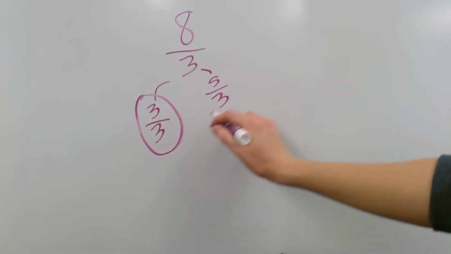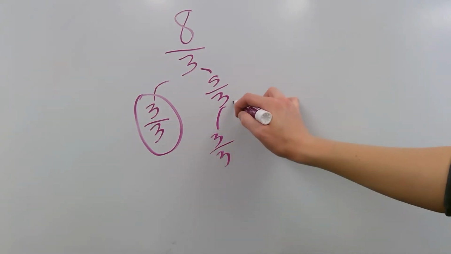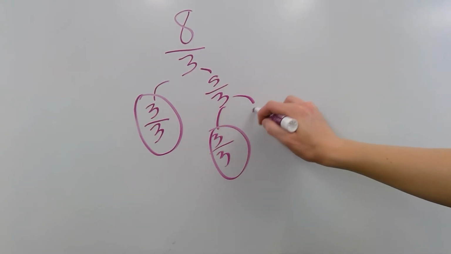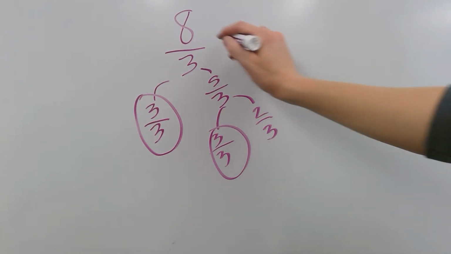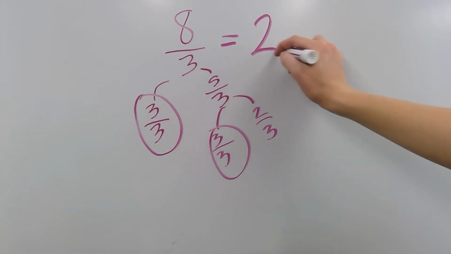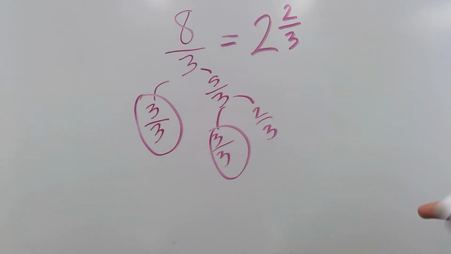So I've got 1 whole here, and if I have 5/3, then I can take out another 1 whole, which is 3/3, and I would have 2/3 left. Now I don't have enough to take out another 1 whole, but I was able to make 2 wholes, 1, 2, and 2/3.